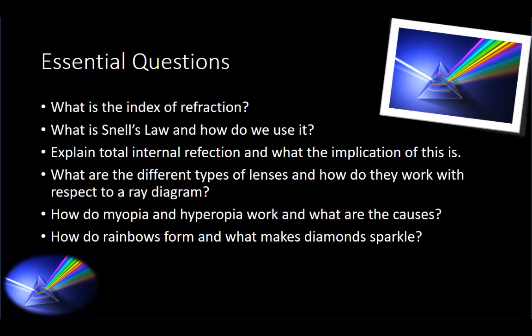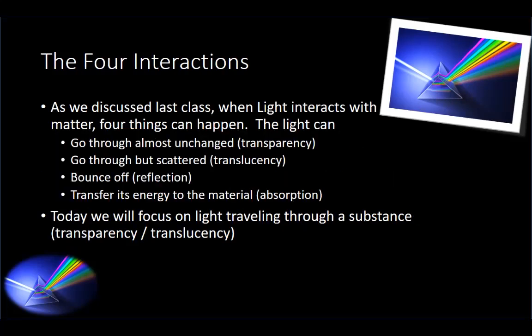So let's review the four interactions we introduced you to last time. As we discussed last class, when light interacts with matter, four things can happen. The light can, one, go through almost unchanged, and this is what we call transparency. It can go through but scatter. This is what we call translucency. It can bounce off the material. This is called reflection. And it can transfer its energy to the material, and this is called absorption. Today we'll be focusing on light traveling through a substance, so we'll be looking at transparency and translucency.